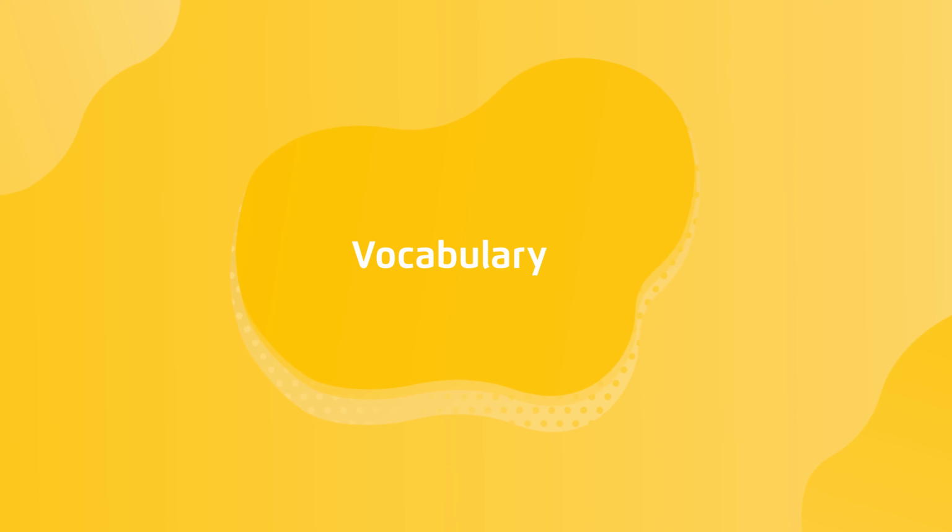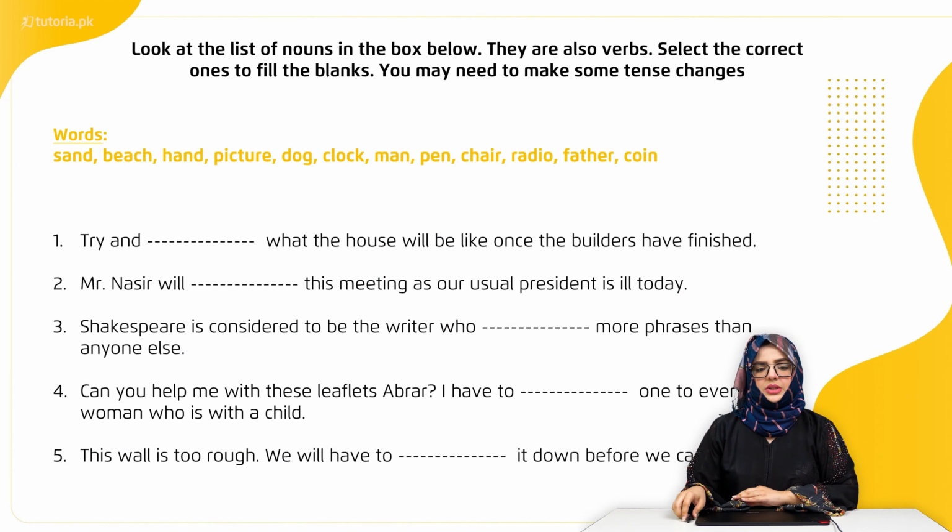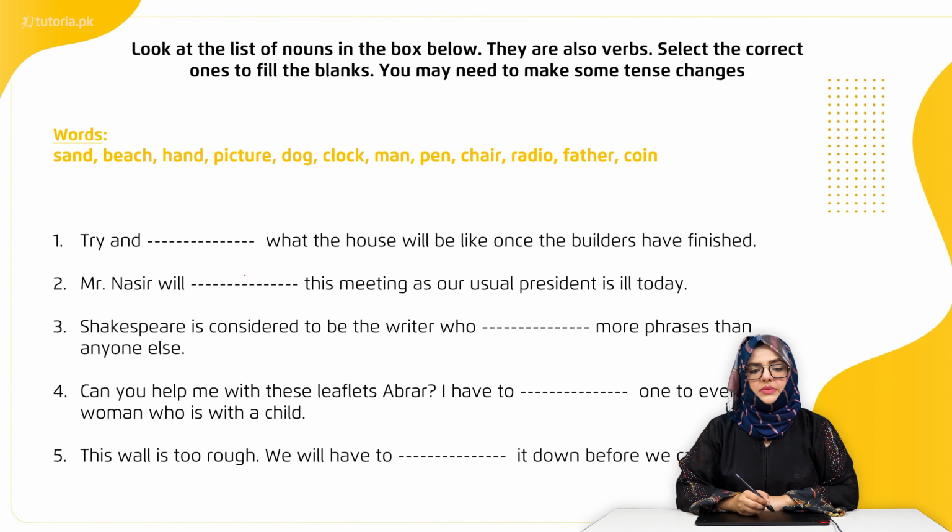We were done with the portion of reading comprehension. Now let's start discussing questions related to vocabulary portion. So the question is, look at the list of nouns in the box below. There are also verbs. Select the correct ones to fill the blanks. You may need to make some tense changes.